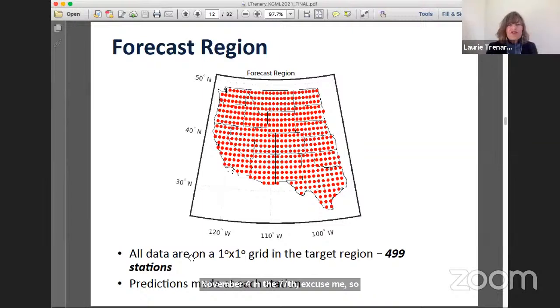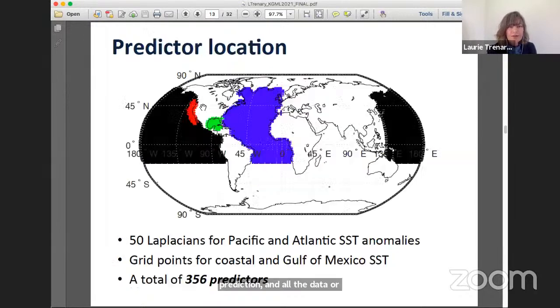So our forecast region is the same that was used in the subseasonal forecast rodeo, the Western US. We'll make a prediction at each one of these grid points. We'll have a total of 499 stations where we're making a prediction, and all the data are regridded to the same 1x1 degree grid. As I mentioned before, our predictors are SSTs.